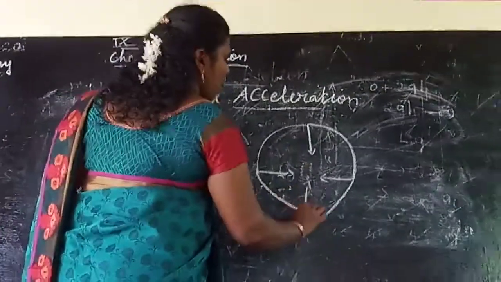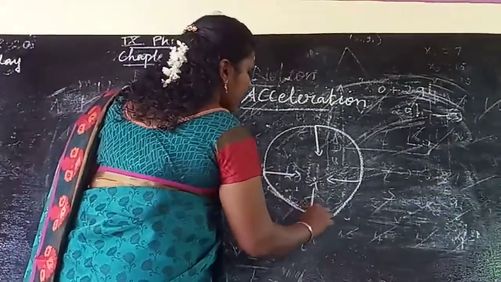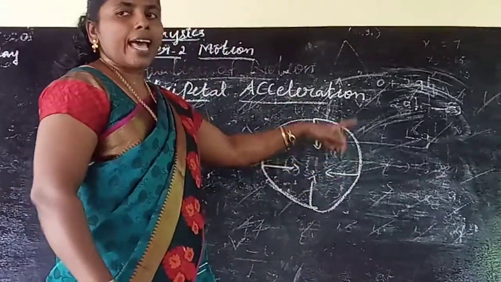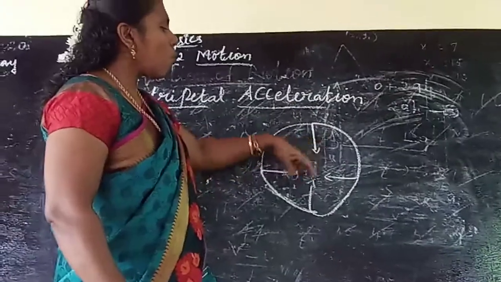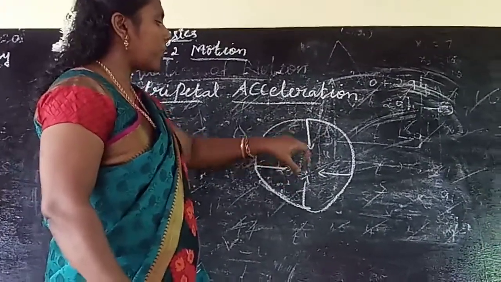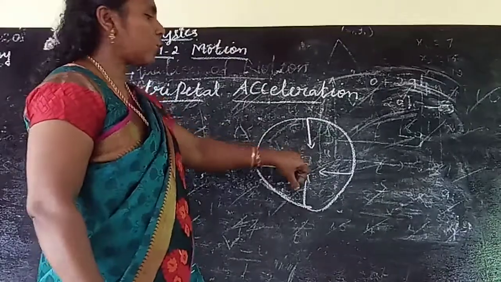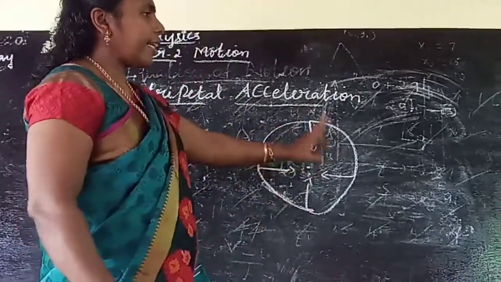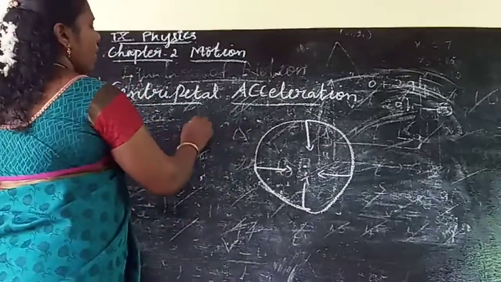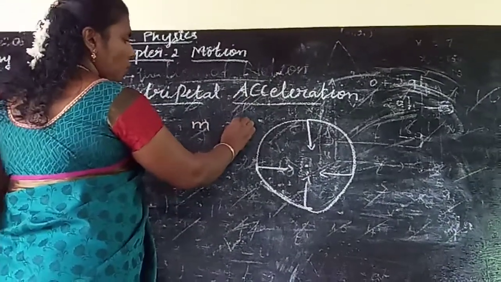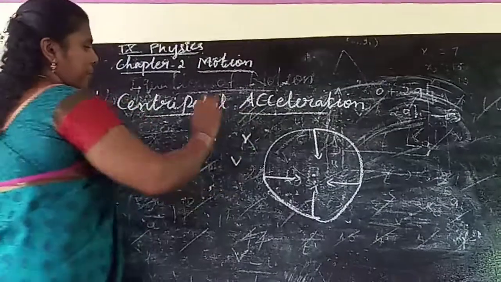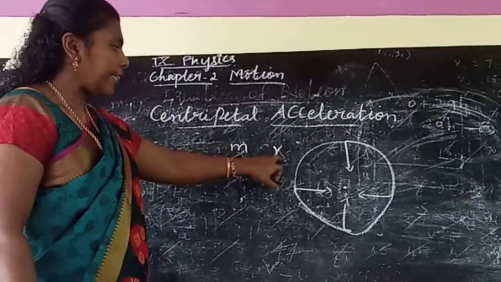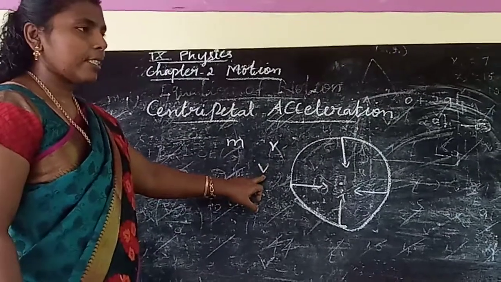Here also, see, or listen to this diagram. The acceleration of the string, when it is moving in a circular path, moves inward, towards the center. So this is the center of the circle. Let us consider the mass m, the radius r, and the velocity v.